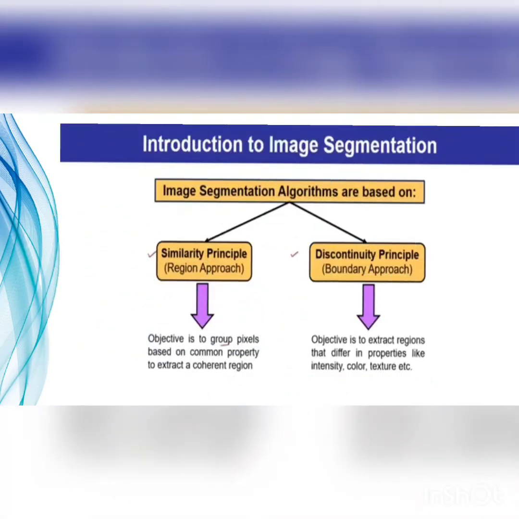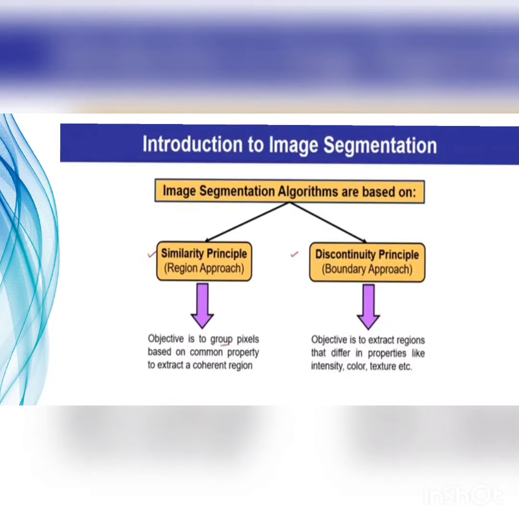And as I told earlier, image segmentation is based mainly on one of two basic properties of intensity value. That is, based on the properties of an intensity value, the segmentation can be done. Those two properties are the similarity principle and the discontinuity principle. The first one is similarity and the second one is the discontinuity principle. The similarity principle is called the region approach, and the discontinuity principle is called the boundary approach.